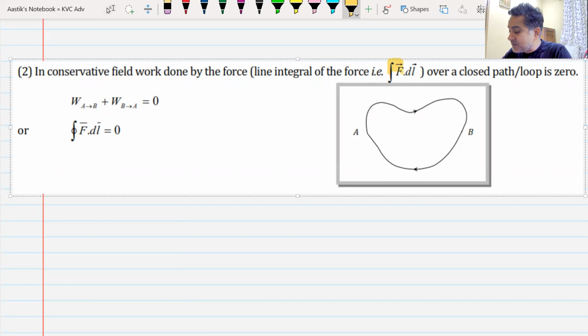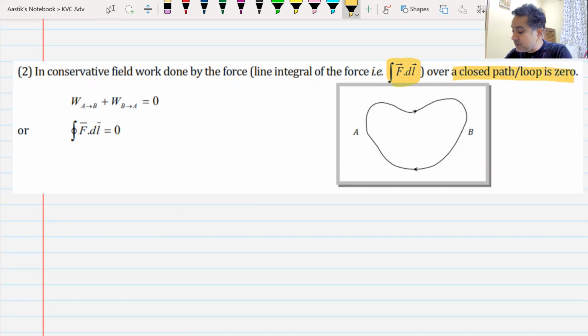The line integral, which is the work done over a closed loop or path, is 0. If I start from this point and come back to this point, your displacement is 0 and your work done is 0. But again, this is only valid if the force is conservative. Do we understand this concept?